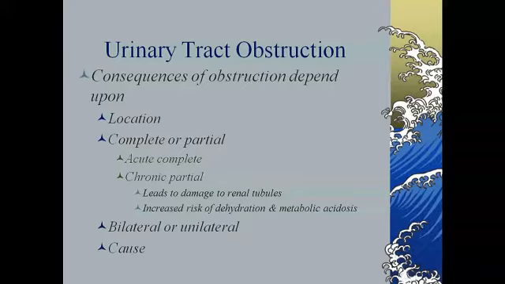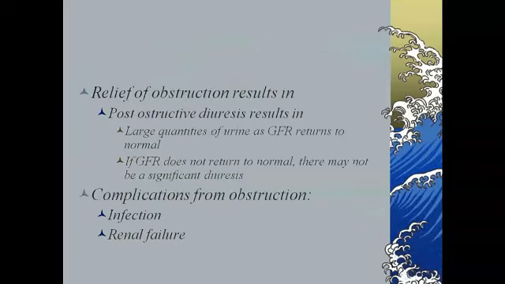Whether it's bilateral or unilateral. If it's unilateral, you may not even realize it because the other kidney is continuing to produce urine. And what is the cause? Is it a tumor, a stone, edema, pregnancy, a benign prostatic hyperplasia, a decrease in bladder muscle function, inflammation, or stricture?